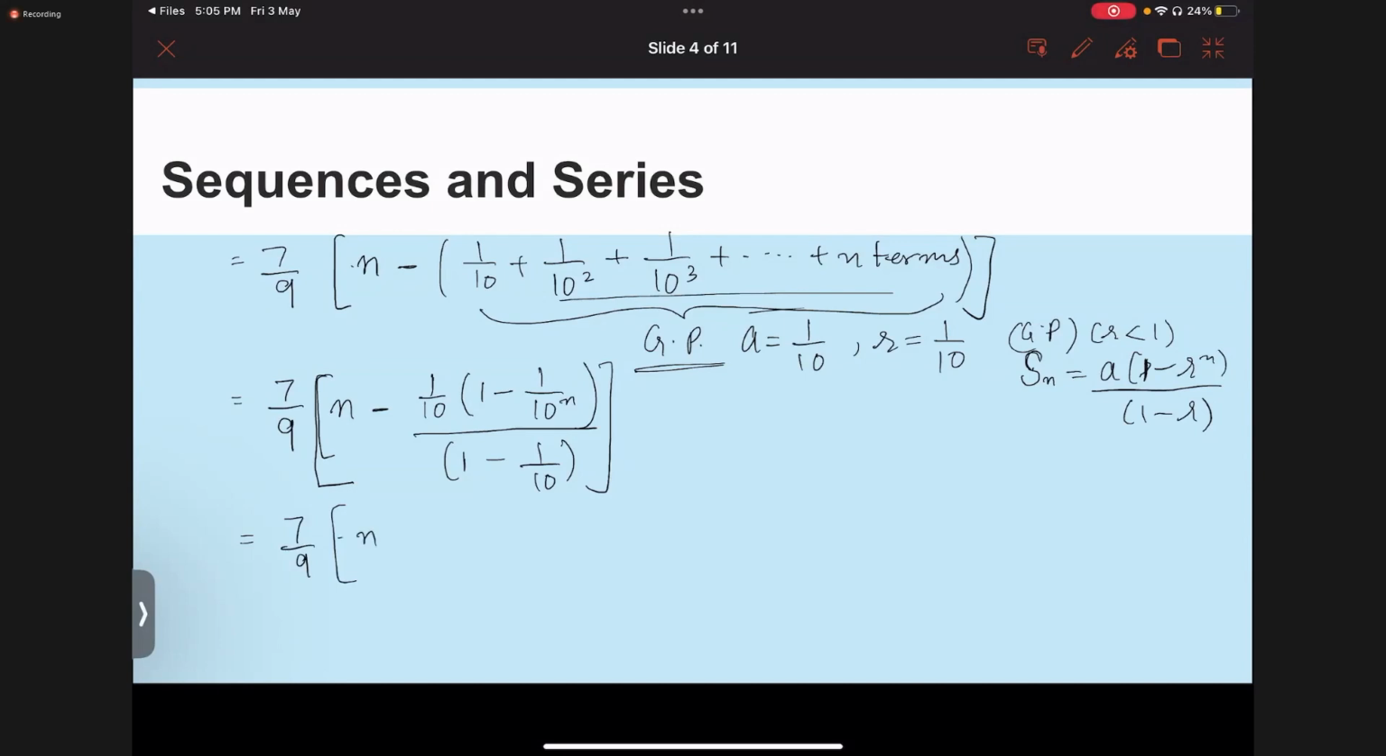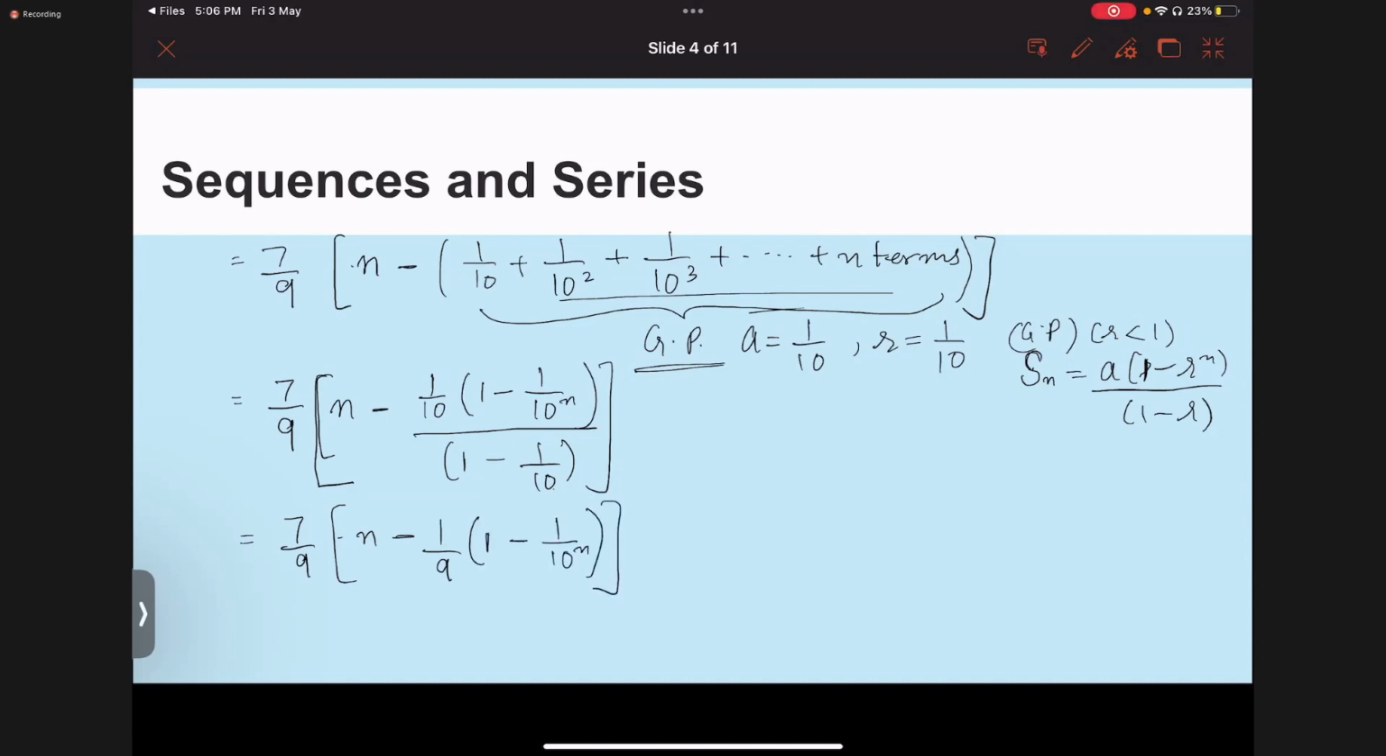This is n. Okay, then over here what we get, this becomes your 9 upon 10. Okay, so 9 upon 10. If you take 10 to the denominator, your 1 upon the 10 gets cancelled. So what you're left with is 1 upon 9, multiplied by 1 minus 1 upon 10 raised to n.